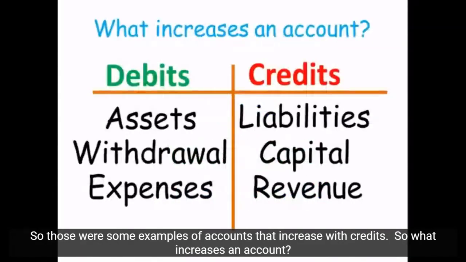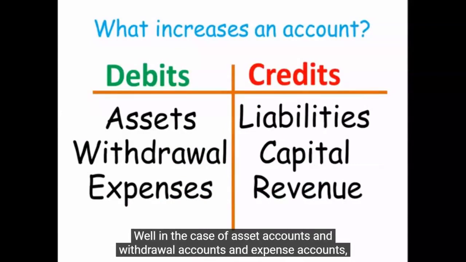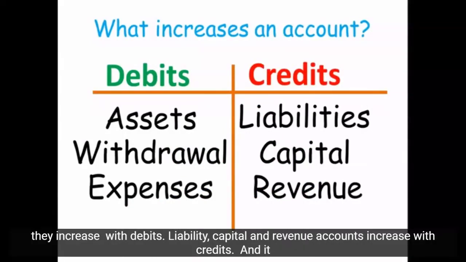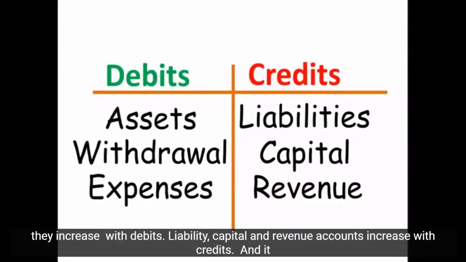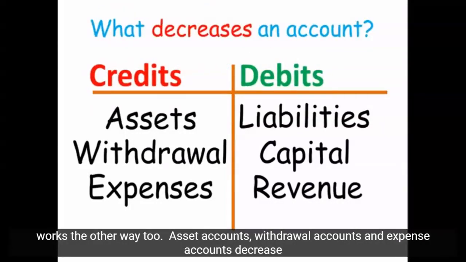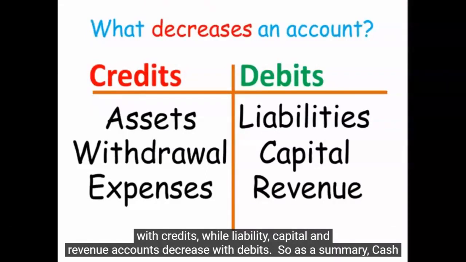So what increases an account? Well, in the case of asset accounts, withdrawal accounts, and expense accounts, they increase with debits. Liability, capital, and revenue accounts increase with credits. And it works the other way too. Asset accounts, withdrawal accounts, and expense accounts decrease with credits, while liability, capital, and revenue accounts decrease with debits.